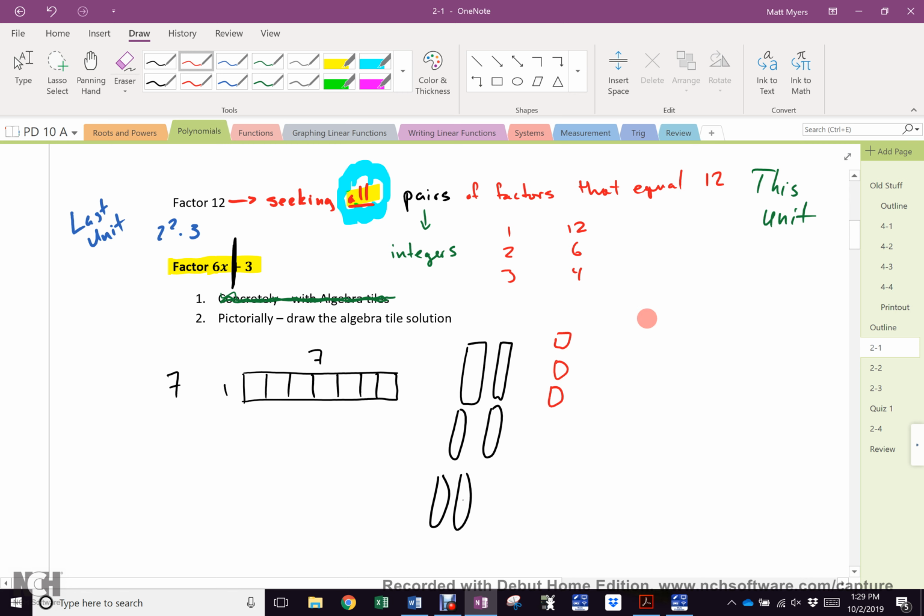6 x's and 3. Does that make a rectangle? Not in my world. That looks like a P. Okay. That's no good to me. Figure it out. Make this into a rectangle. Go. Make this into a rectangle. I want to see what happens.